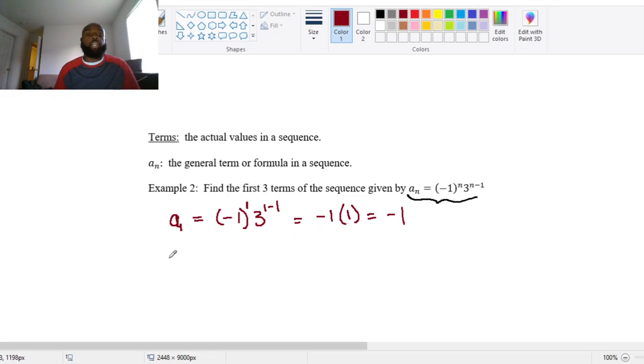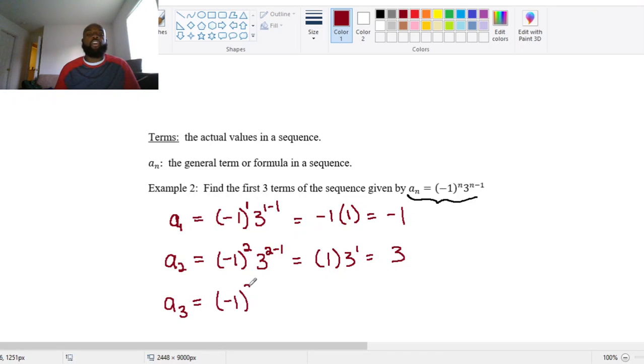I want the first 3 terms, so I'm going to find a sub 2. That means I'm going to go back to my general term. Everywhere I see an n, I'm going to replace it with the 2. So I'm going to put a 2 there, and that's going to be 2 minus 1. Negative 1 squared is a positive 1. And then that'll be 3 to the first power, or 3. And so this equals 3. And then I get a sub 3, and I have a negative 1 to the third power times 3 to the 3 minus 1. And that'll be a negative 1 times 9, which is negative 9, right?